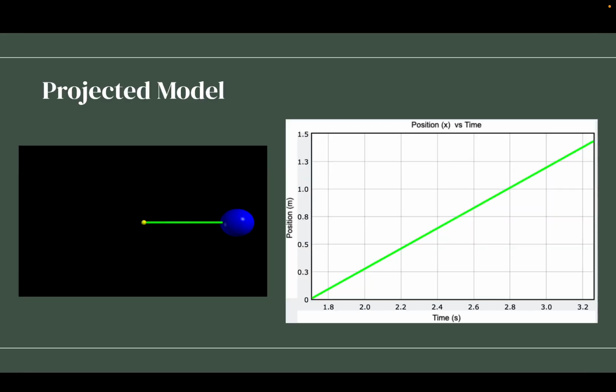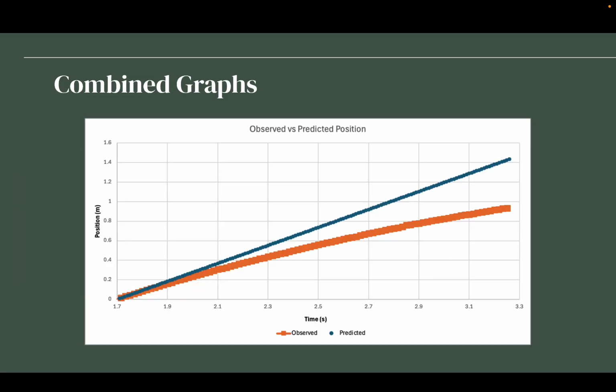The image on the left is the actual model of the marker rolling along the floor. The graph on the right is the projected position versus time graph. As you can see, this graph is linear and does not have a curve. When I combined the two graphs, I noticed that there was a large difference between the two models. By the end, the observed position is much lower than the predicted.